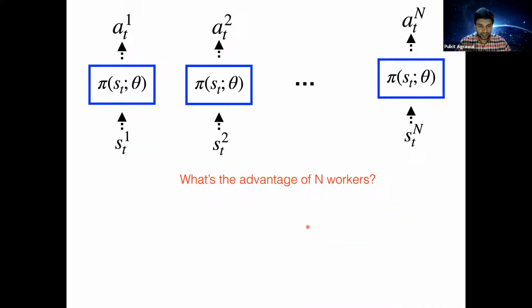Now one question we might have is, what's the advantage of N workers? Why not just have one? This is where we ended last time. So I'm wondering if anyone has any thoughts on why having N workers might be more beneficial than just having a single worker. I get one comment on the chat which says, more diverse data in the same time. And I think this comment is spot on.